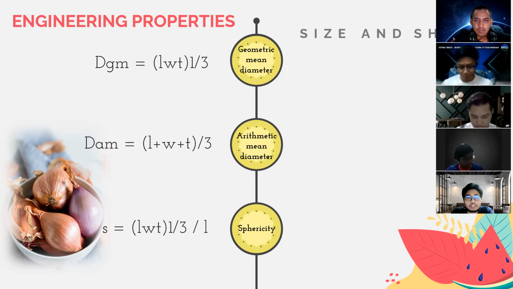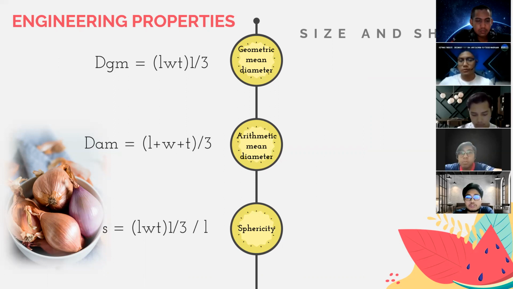First are the geometric mean diameter and the arithmetic mean diameter. Both are the same but different. Arithmetic is the average as usual, but geometric is much more complicated. So L stands for the length of the onions, W is the width of the onions, and T is the thickness of onions, and all of it is measured in millimeters.